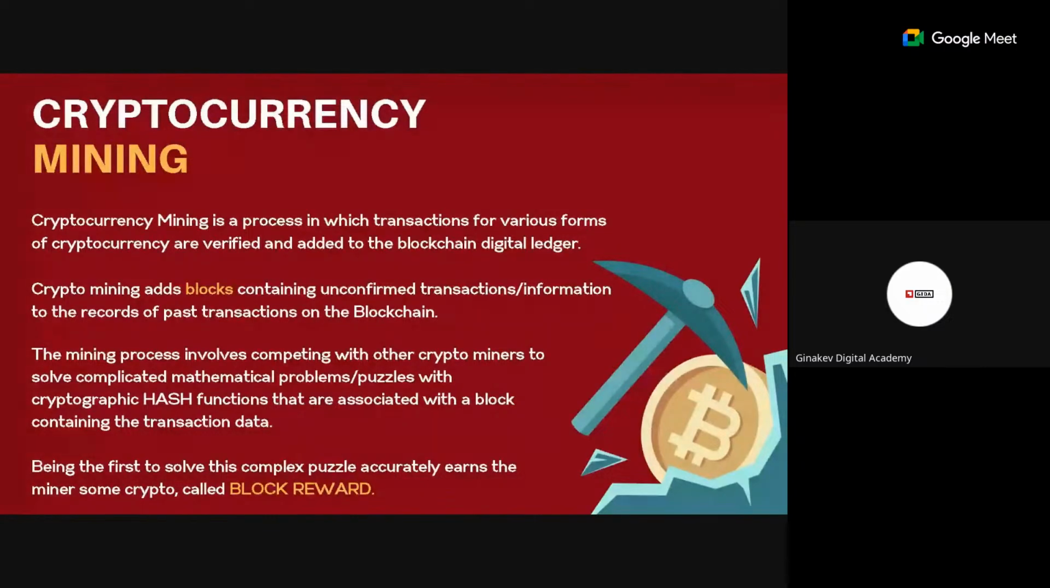The mining process involves competing with other crypto miners to solve complicated mathematical problems or puzzles with cryptographic hash functions that are associated with a block containing the transaction data. Being the first to solve that complex puzzle accurately earns the miner some crypto called block reward.